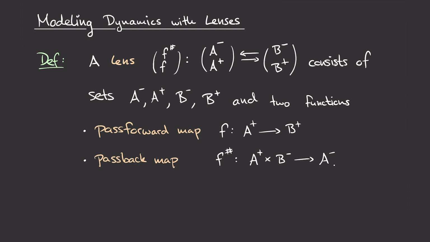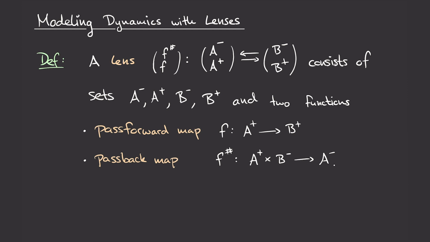So you see that here the pass-forward map is on the bottom, and this bottom arrow goes from left to right, and this is because the pass-forward map is a map taking an element from A plus and producing an element in B plus. So if you just focus on this bottom level here, this is just like the notation for a function between A plus and B plus.